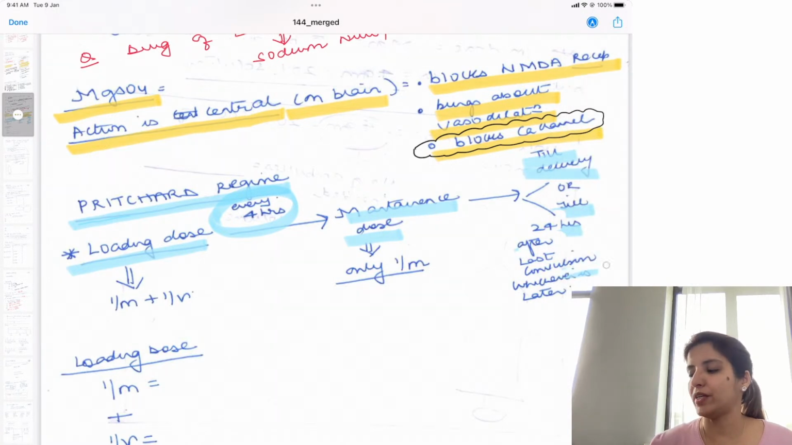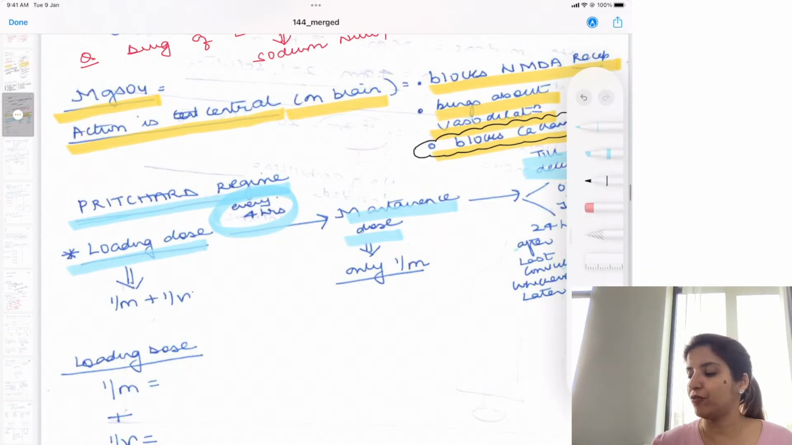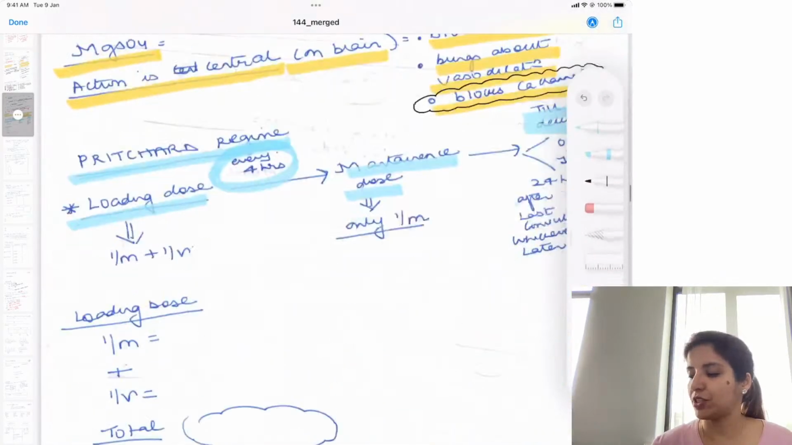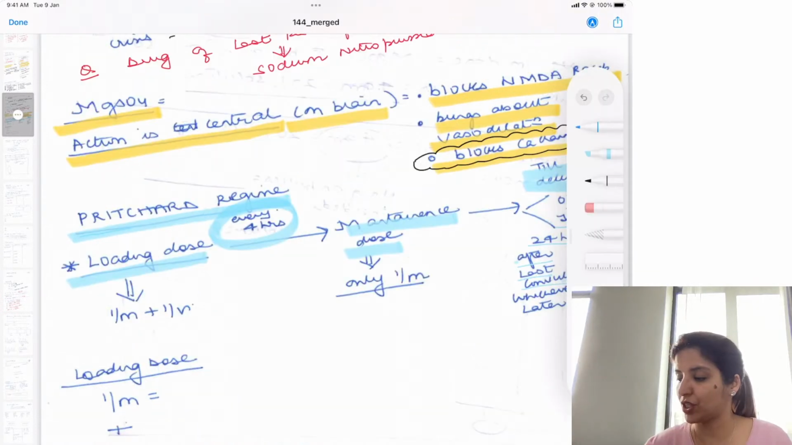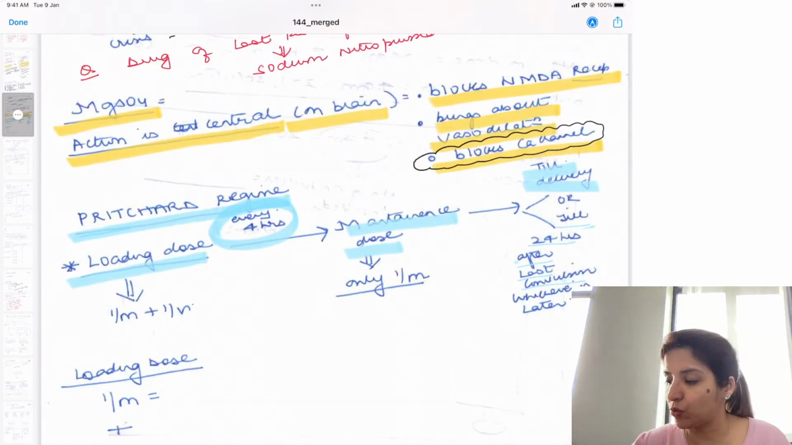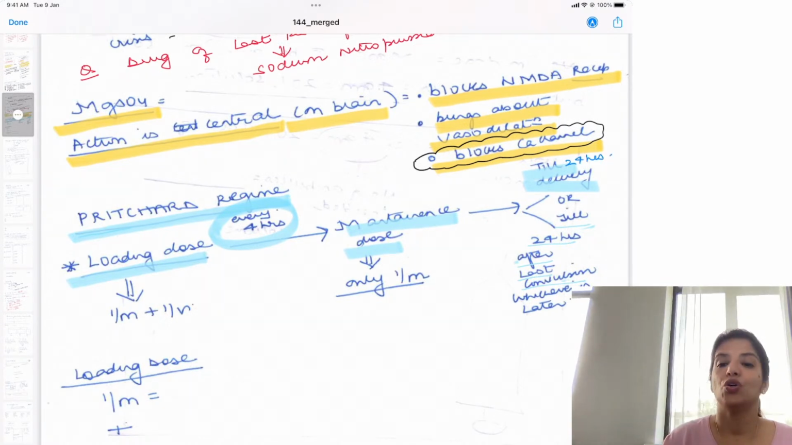Whichever of these events is happening later. So I am going to give magnesium sulfate till 24 hours after delivery, or till 24 hours after last convulsion. Sorry, please change it here. It is till 24 hours after delivery. So I'm repeating, add it in your notes: till 24 hours after delivery.